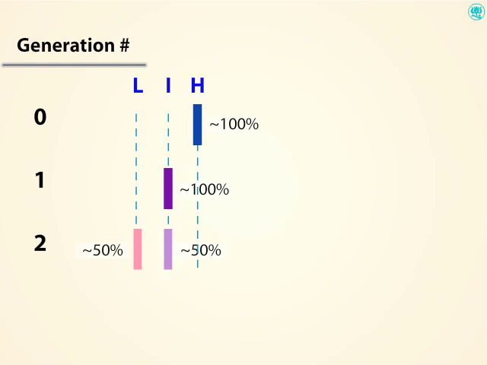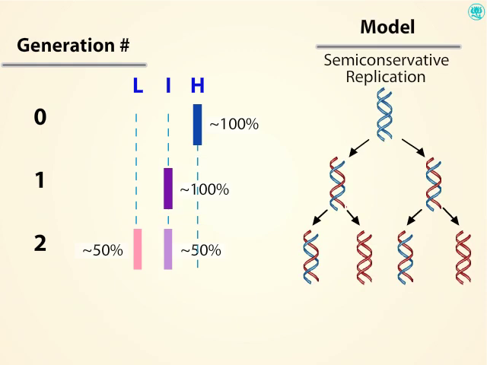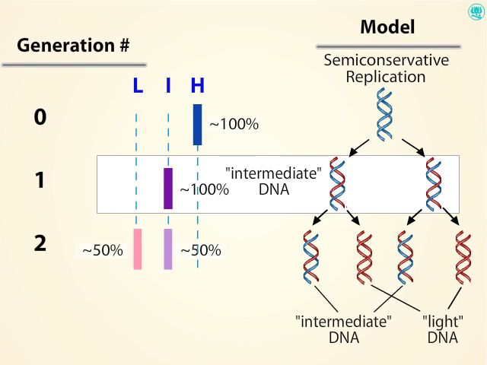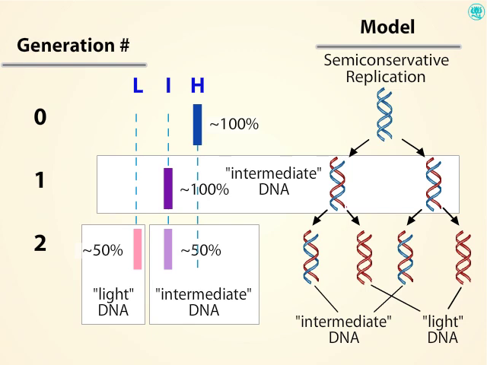Finally, consider the possibility of semi-conservative replication. According to the model, after one generation, all of the DNA would be in the intermediate form, which is consistent with the experimental results. In the model, after 2 generations, half of the DNA would be in the intermediate form, and half would be in the lighter form, also consistent with the experimental results. The data provide support for the semi-conservative model of replication.